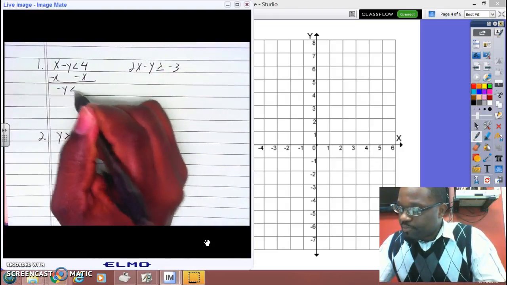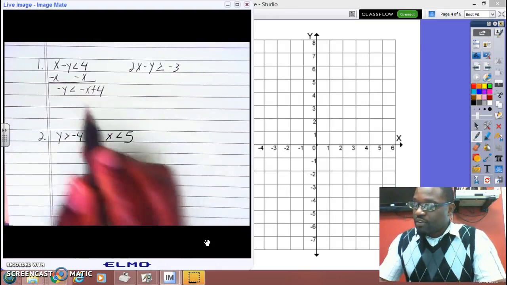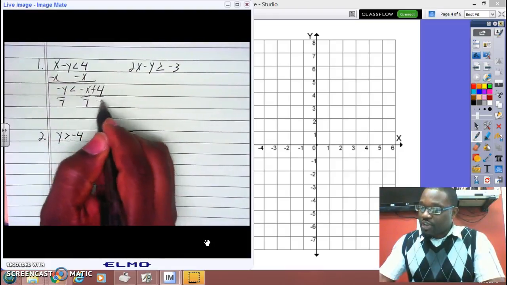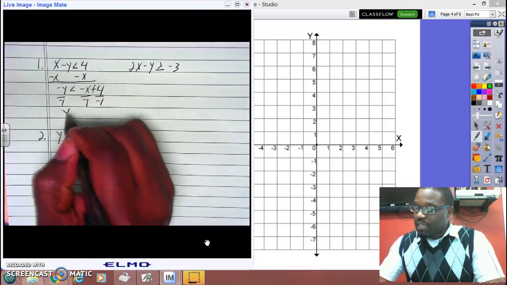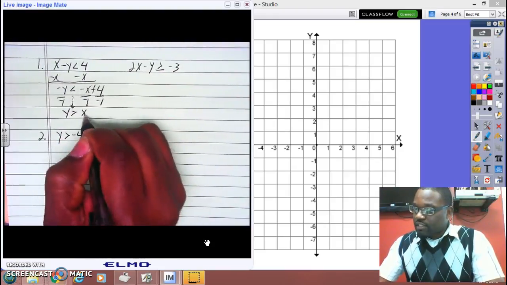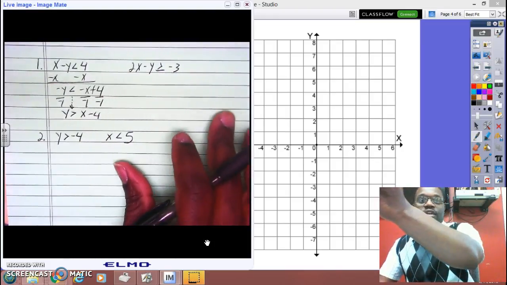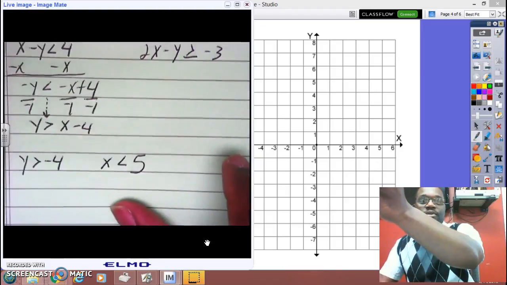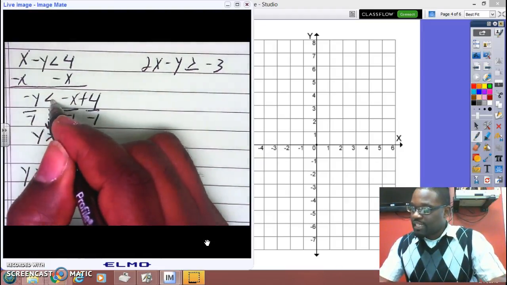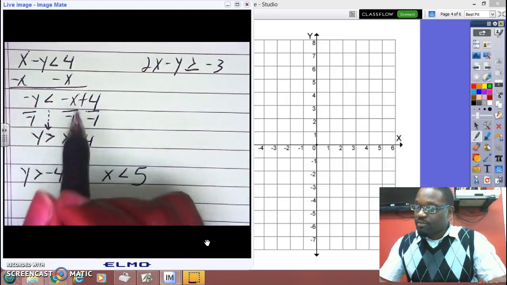Negative y is less than negative x plus 4. Now notice that my y is negative, so I have to divide by negative 1. Remember what I said you do if you have to divide or multiply by negative 1? This changes direction. y is greater than x minus 4. Everything else stays the same, but you have to remember that whenever you divide or multiply by a negative number, you change the direction of your inequality. This didn't stay less than, it flipped. That's very important to remember, and that's only if you divide or multiply by a negative.